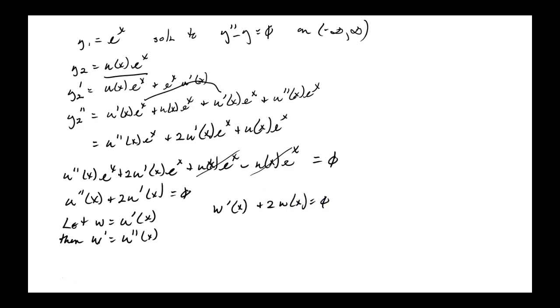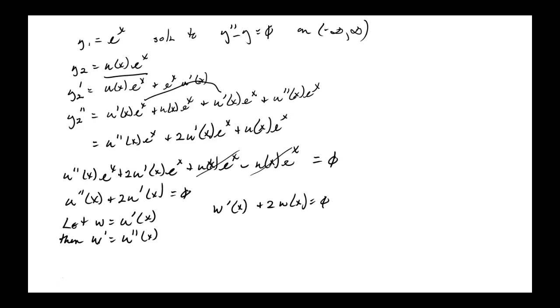This is just off topic, but what would u prime times u prime, would that equal u double prime? Say that one more time. u prime times u prime. No, that would be u prime squared. u double prime is the second derivative of u with respect to x, or whatever the independent variable is.